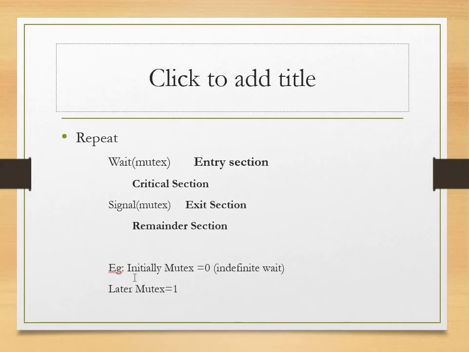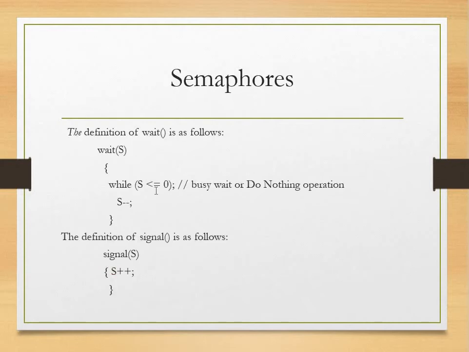So if you look at the example here, initially the mutex value will be 0 and it will lead to the indefinite wait. But at a later stage, the mutex value will be incremented. Take this particular case: here s value is less than or equal to 0, which leads to an indefinite loop. When any process wants to enter, what will happen?